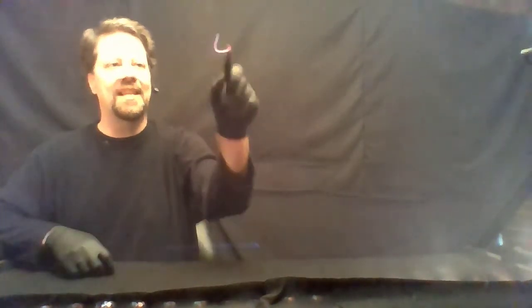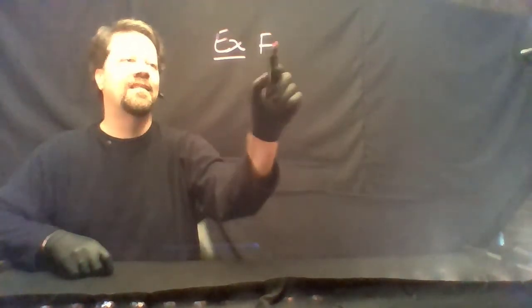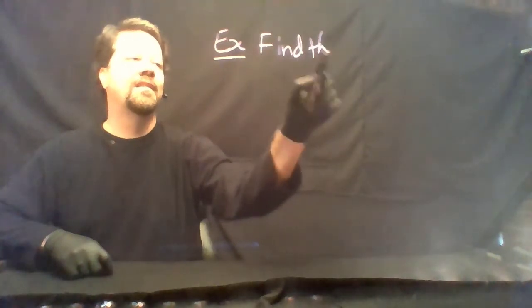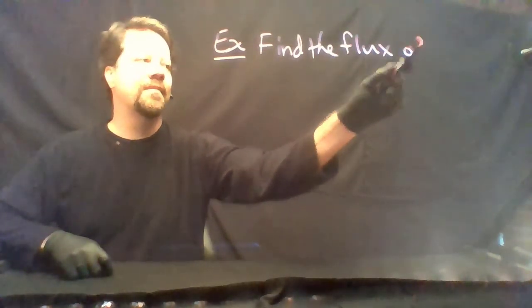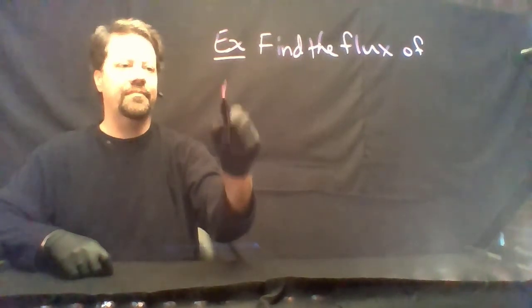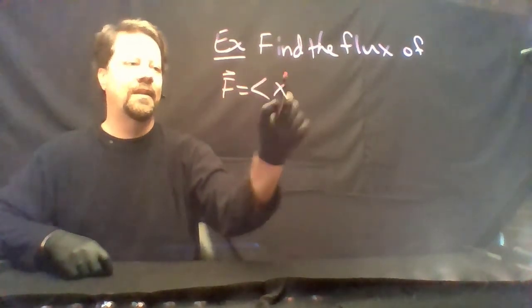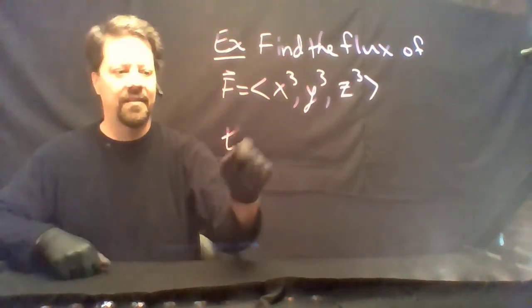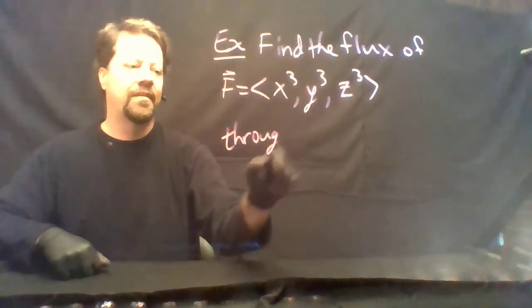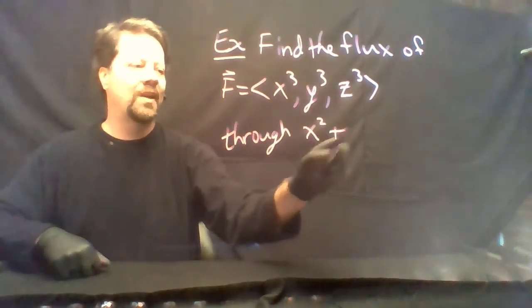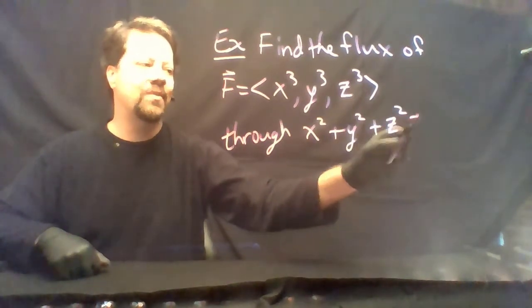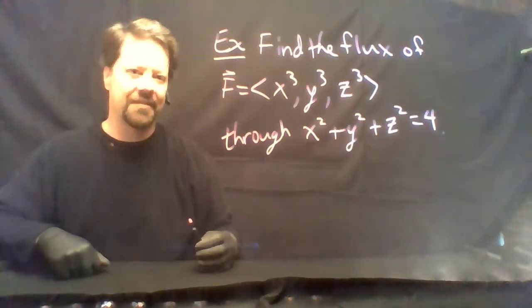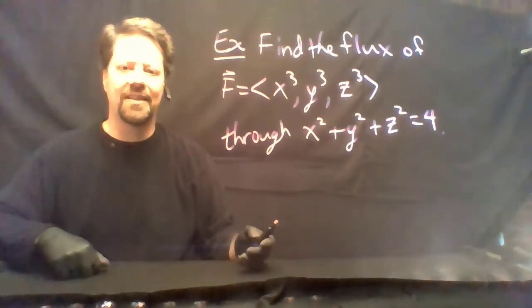I want to do one more example because I want to do an example with rectangular coordinates, cylindrical coordinates, and one with spherical coordinates. So let's do an example using spherical coordinates since we've already done an example with the other two. Find the flux of F equals x cubed, y cubed, z cubed through x squared plus y squared plus z squared equals 4, a sphere of radius 2. Find the total flux.